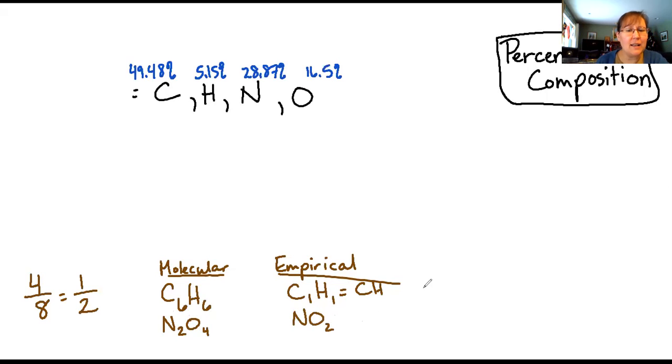Now this is where things get a little dicey. If you look at the empirical formula for benzene here, CH, you absolutely know that this is an empirical formula because CH isn't an actual thing, okay? But then when we look at the empirical formula for N2O4, we get NO2. And this is where things get tricky because N2O4 and NO2 are both legit molecules.